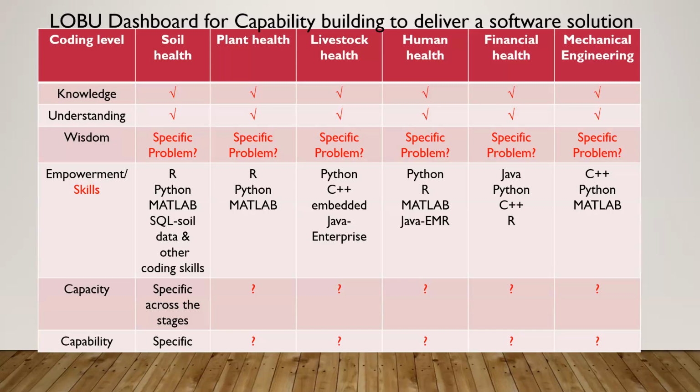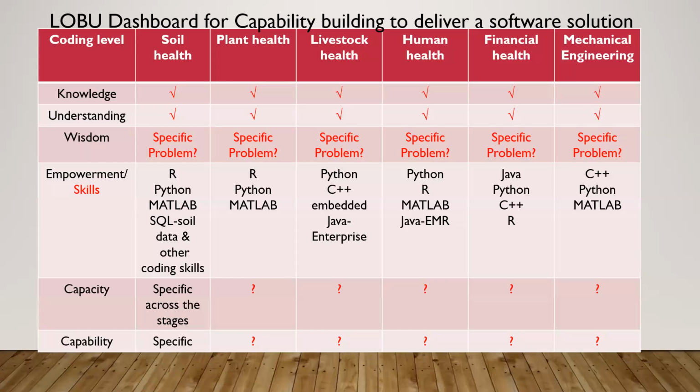For example, in this table, it has all the 6 lessons that we have been studying. We started on Monday with knowledge, Tuesday understanding, Wednesday we were looking at wisdom, how you link to the real world problems, real life problems, then empowerment with skills. Last Friday we looked at capacity, and today we are looking at capability.